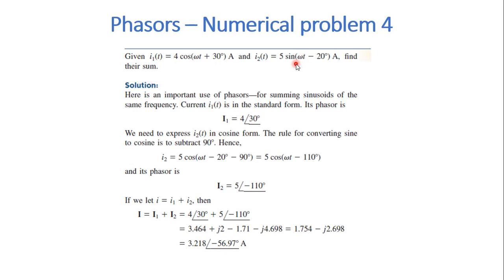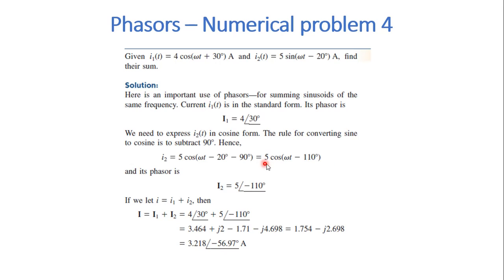Next is current I2. We have to write it in phasor domain representation. Here it is given in sine form, so we have to convert this sine form into a cosine form. This can be done by adding minus 90 degrees. So I2 of t is equal to 5 cos(omega t - 20 - 90 degrees). By adding this minus 90, it converts the sine into a cosine form. So this will be 5 cos(omega t - 110 degrees).